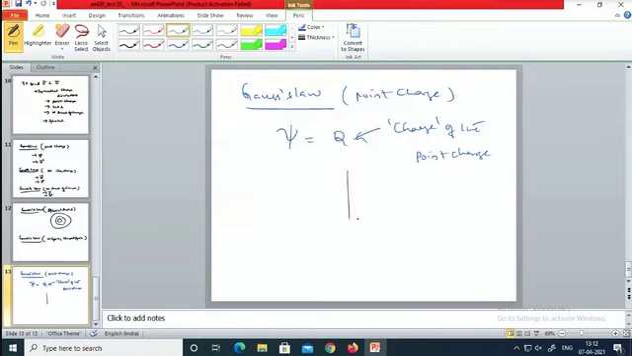So let us consider the coordinate system like this, and you have a point charge q at the origin, and let me assume that there is a spherical surface which is housing the point charge.